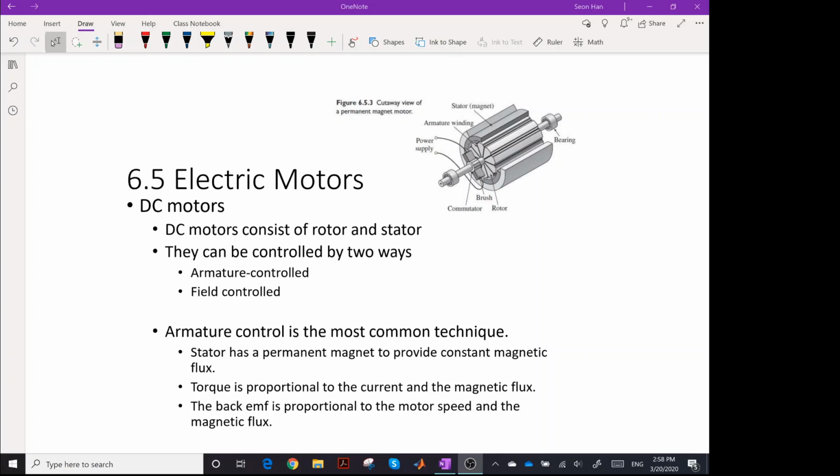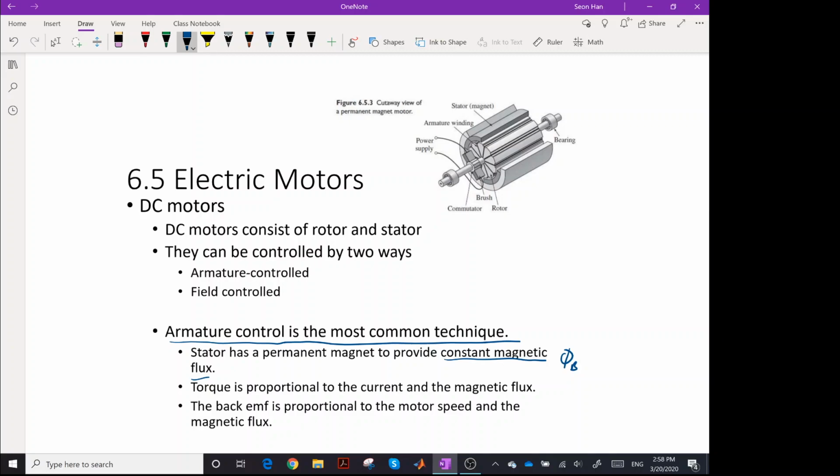A DC motor consists of a rotor and a stator. The rotor is the part that can spin, and the stator, in the case of an armature controlled motor, is a permanent magnet. Okay? And armature control is the most common technique to control a DC motor. So the stator has a permanent magnet just so that we can provide a constant magnetic flux. Okay?